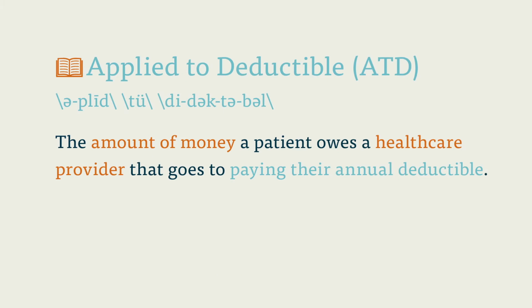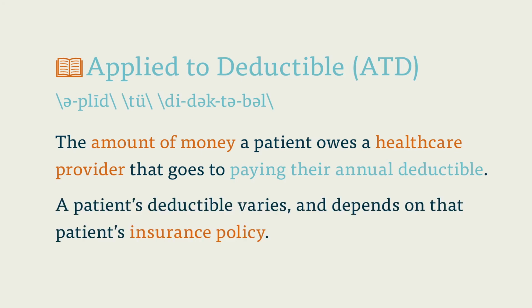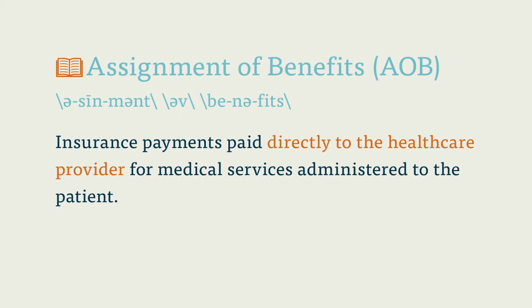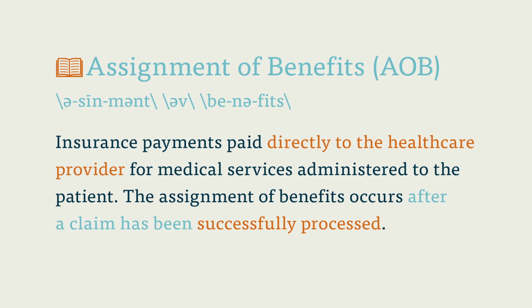Applied to deductible, ATD. The amount of money a patient owes a healthcare provider that goes to paying their annual deductible. A patient's deductible varies, and it depends on that patient's insurance policy. Assignment of benefits, AOB. Insurance payments paid directly to the healthcare provider for medical services administered to the patient. The assignment of benefits occurs after a claim has been successfully processed.